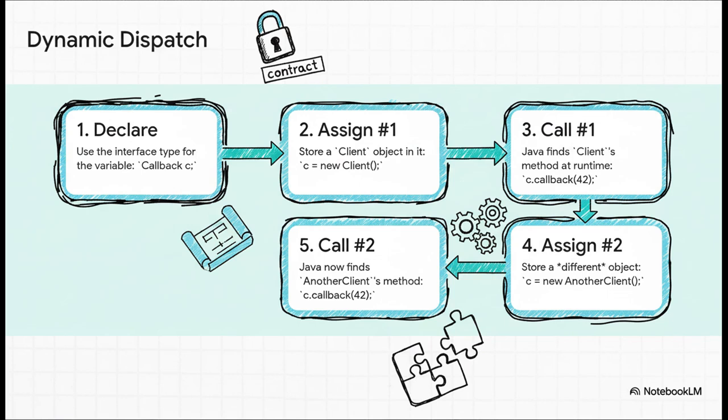First, and this is critical, we declare our variable c using the interface type, Callback, not a specific class. Now we can assign a Client object to it. When we call c.callback, Java looks at the object at runtime and runs the Client's code. But here's the magic. We can then assign a totally different object, let's say another Client, to that exact same variable. The next time we call that method, Java dynamically finds and runs the other Client's version instead.